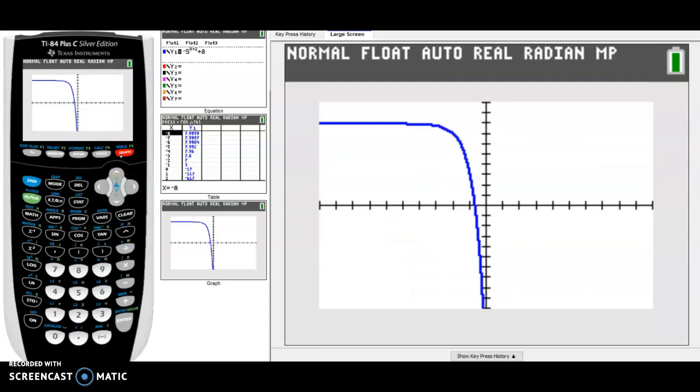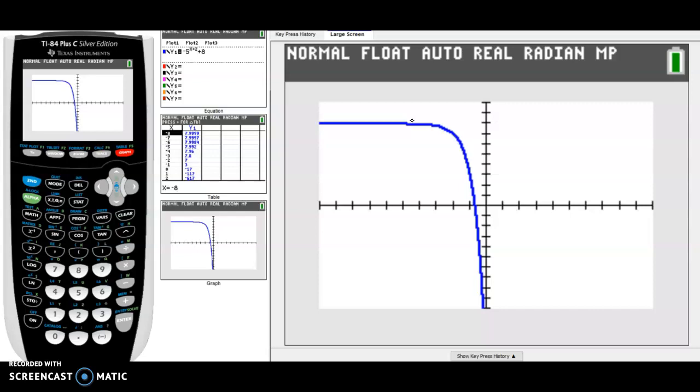Looking back at our graph, our domain is going to be all real numbers again. Our range does not exist above 8. Okay, so your range has to be less than 8. It cannot be equal to 8. It has to be less than 8.